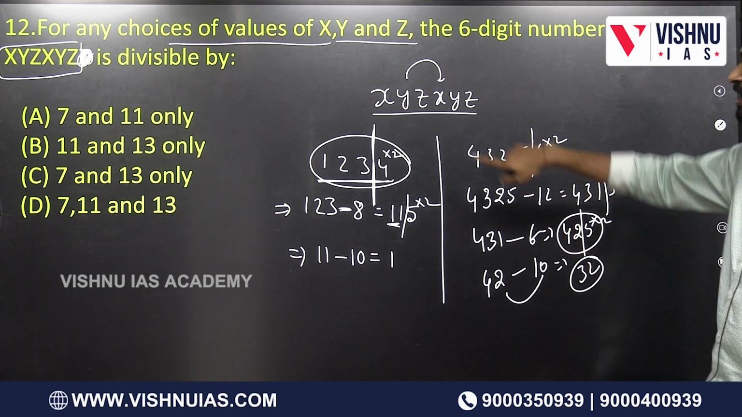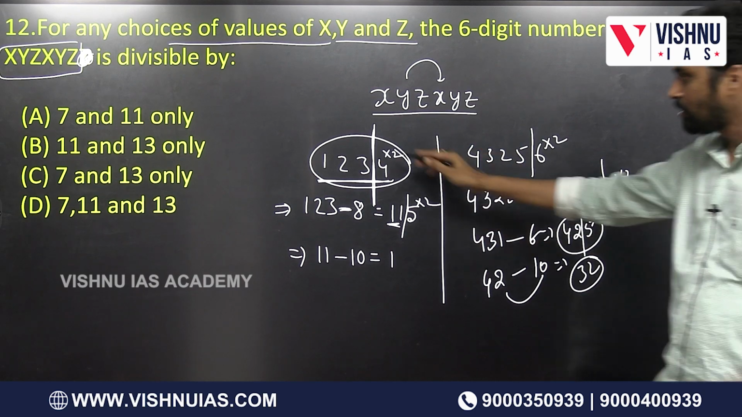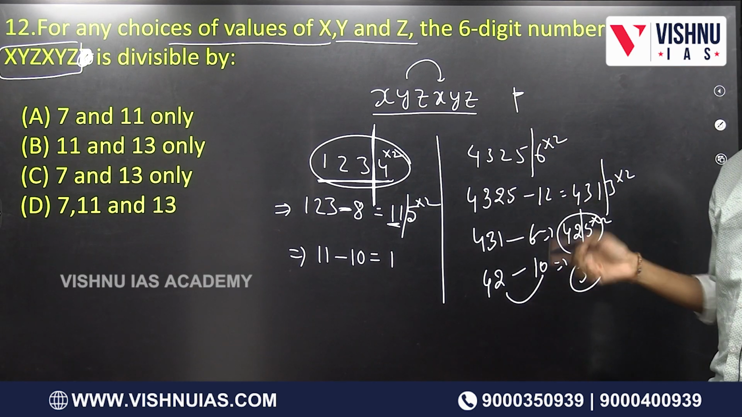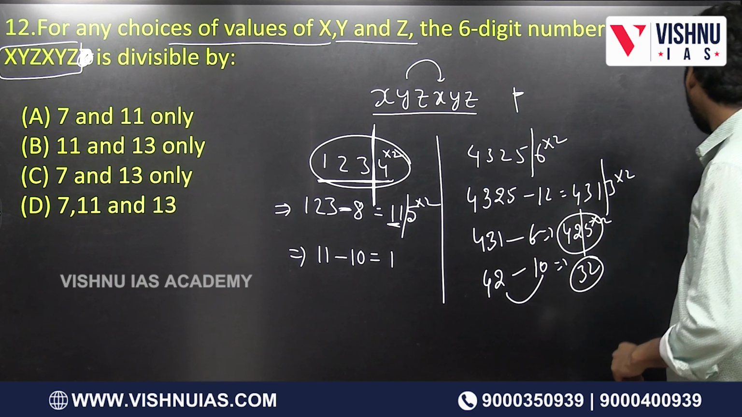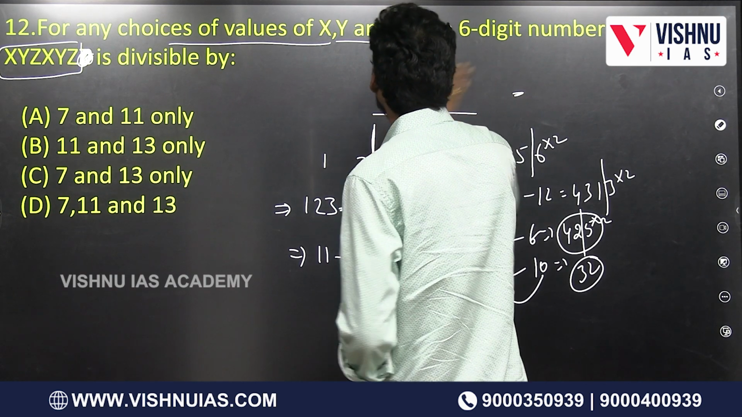Similarly, when you are checking for 13, you do the same, but instead of subtracting the value, just add. Then you will get it. By the way, I am coming to this problem directly. We will discuss it later. So directly come to this point.